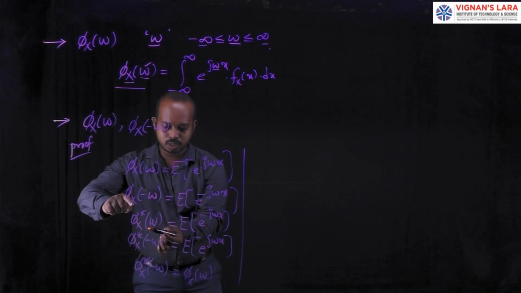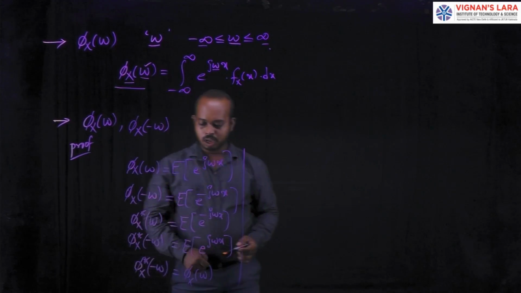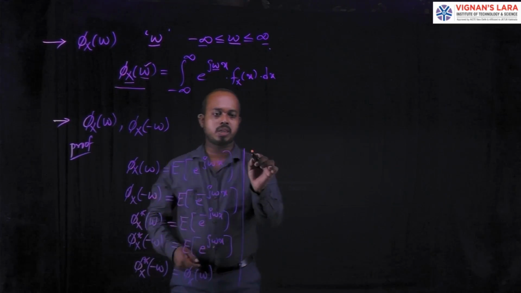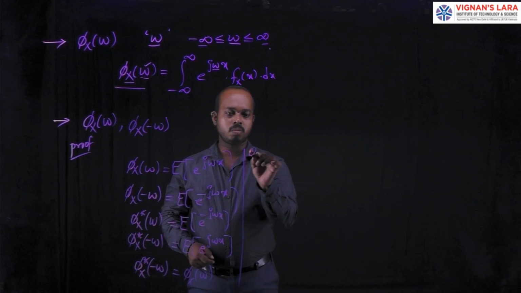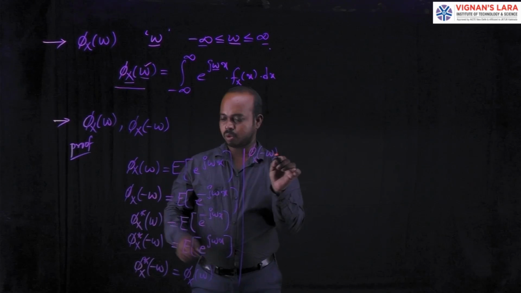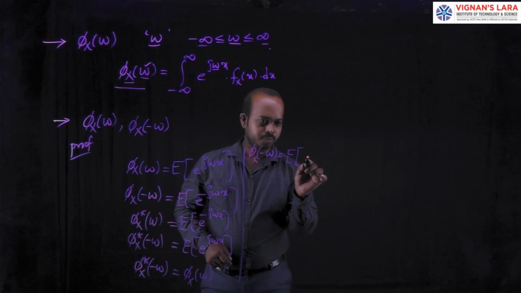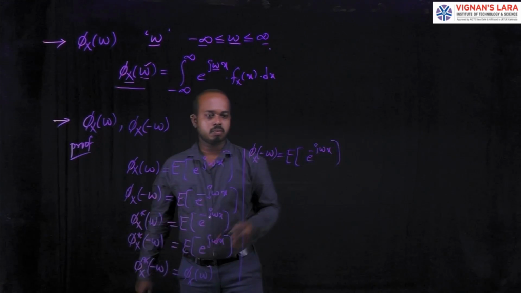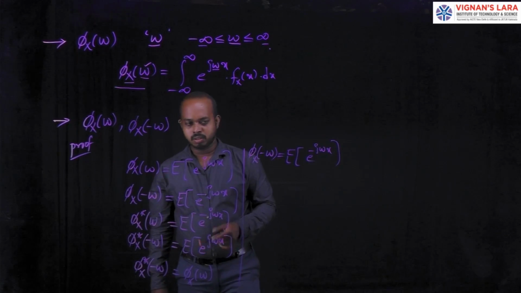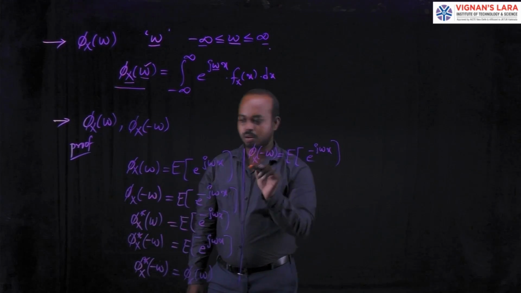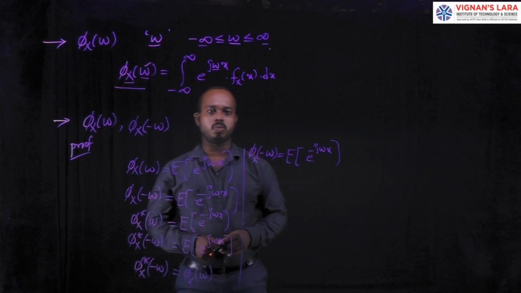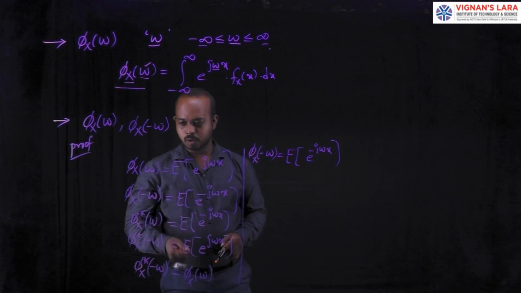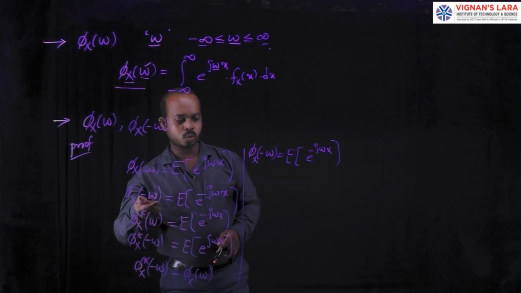This negative quantity we are replacing with this quantity. Here you can write φx of minus omega. Already we have this equation, but once again I am writing here φx of minus omega is equal to expectation of e power minus j omega x. This quantity you can represent in terms of conjugate values. Already we are representing the conjugate value: φx of omega is equal to e power minus j omega x. But here I am considering just this negative quantity.